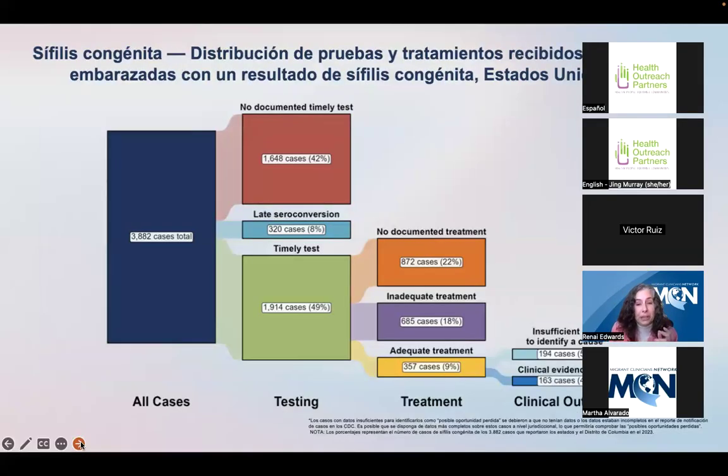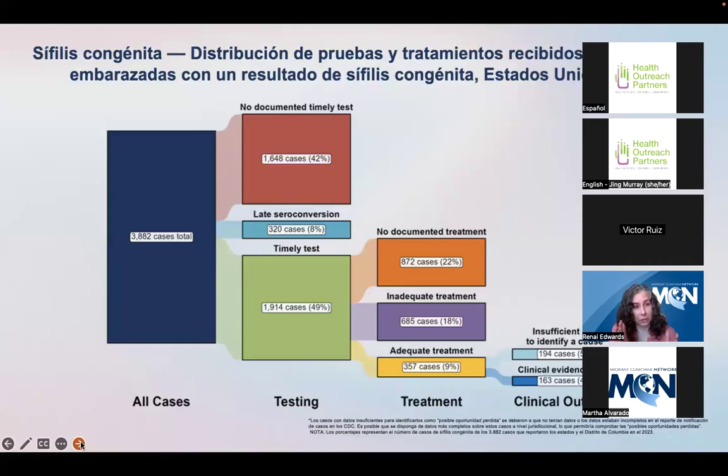All right, here's another complicated one. We're going to work through it little by little and look at the gaps where community health centers might be able to help fill in. We're going to move from left to right, starting with that big blue bar on the left-hand side. Those are all of the cases that happened in 2023, 3,882 of them.